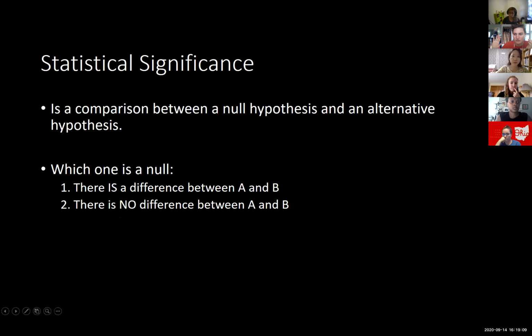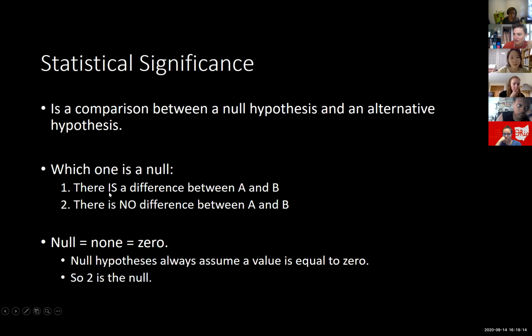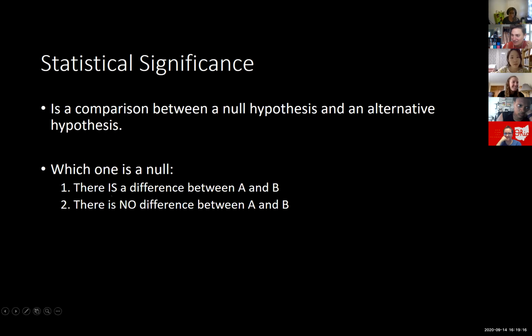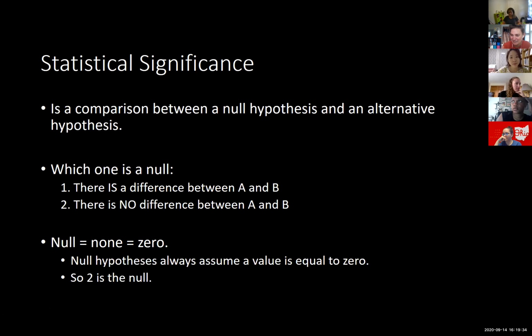Usually I'd have you raise your hands. If you think that 1 is the null, there is a difference between A and B, raise your hand if you think it's A. And if you think it's B, if you think it's 2, there is no difference between A and B. Yes, you're right. Good job. Null means 0, means none. They're all related. So the null hypothesis always assumes that this value is equal to 0. So 2 would be the null.